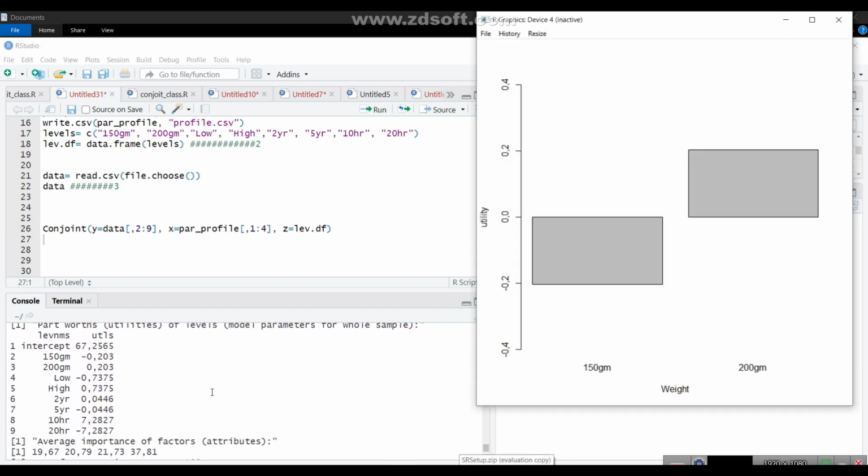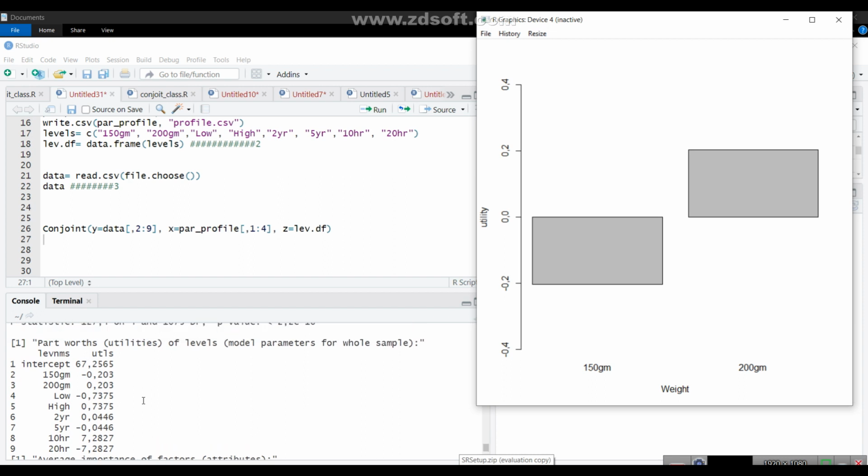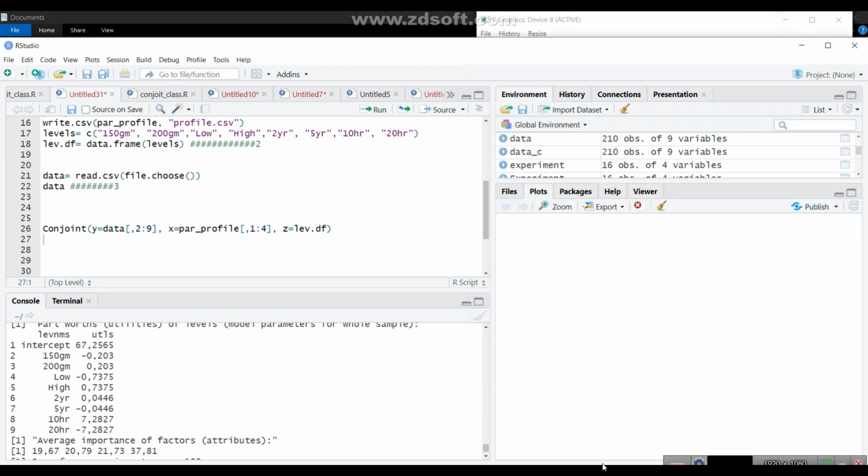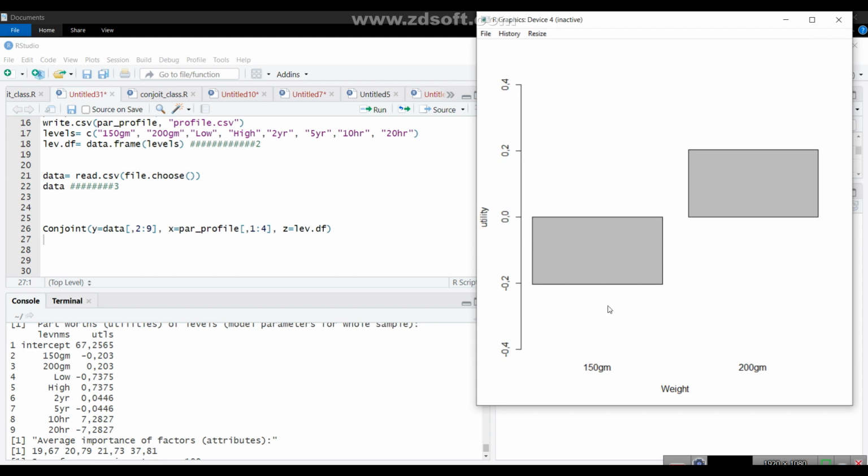Now let's move down. These are the part-worth utilities. If I observe here, there are an equal number of consumers who are giving importance to 150 gram weight and 200 gram weight. Similarly, there are an equal number of people who are giving importance to low price levels and high price levels.